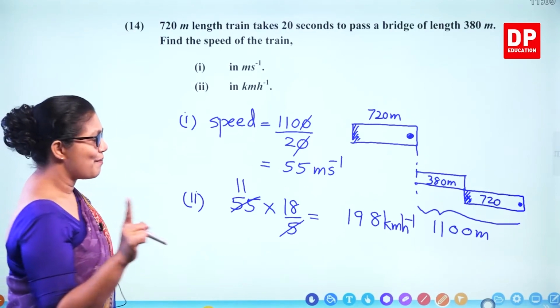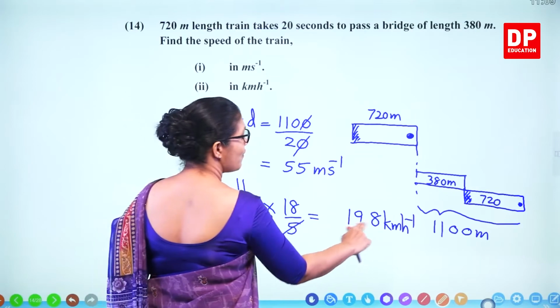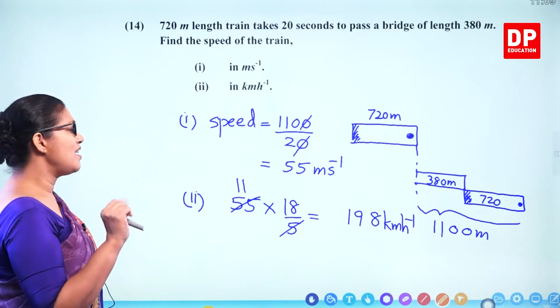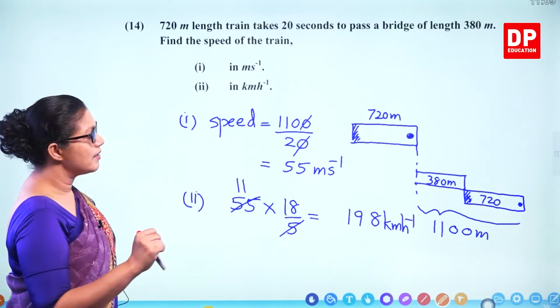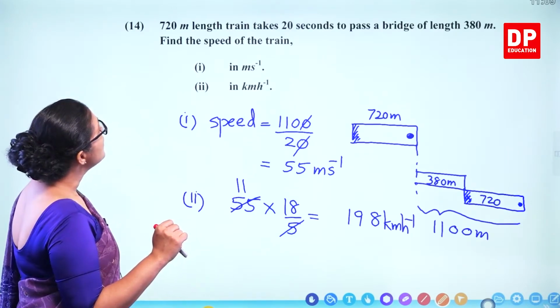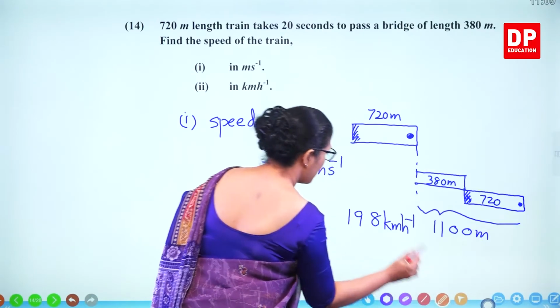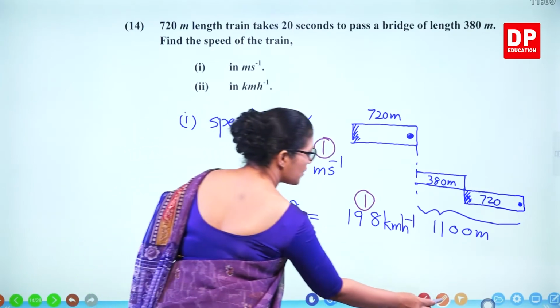So this is a lot. Not in Sri Lanka, because there are no facilities in Sri Lanka to travel 190 kilometers within 1 hour. Maybe this is an electric train. So we'll do the next one. So we need to give marks for this. 2 marks. 1 mark here, 1 mark for this one.